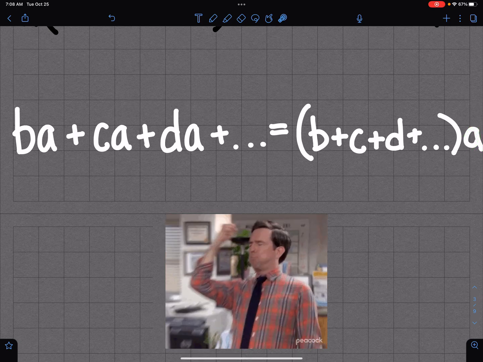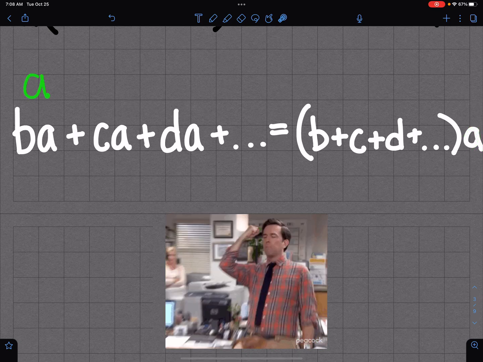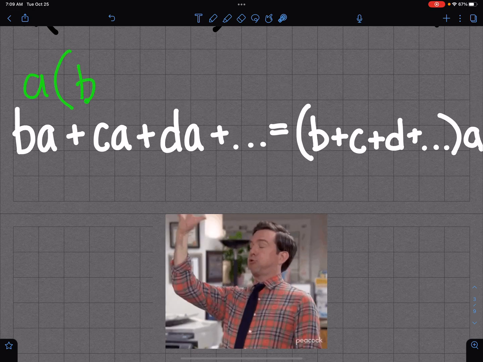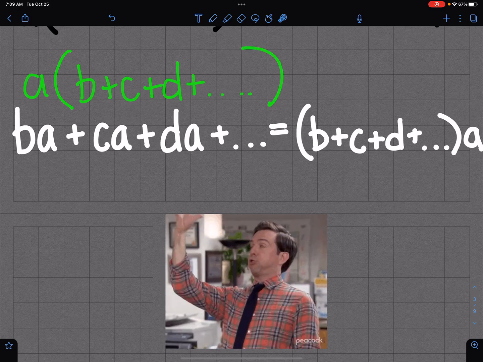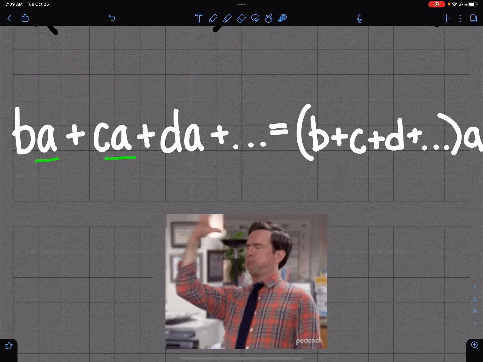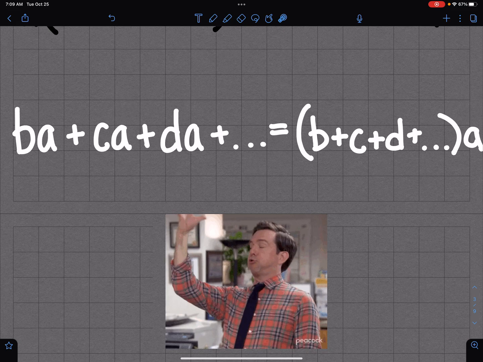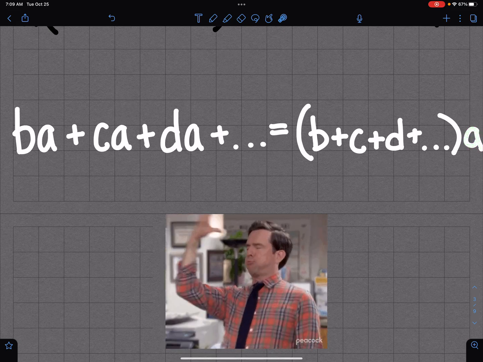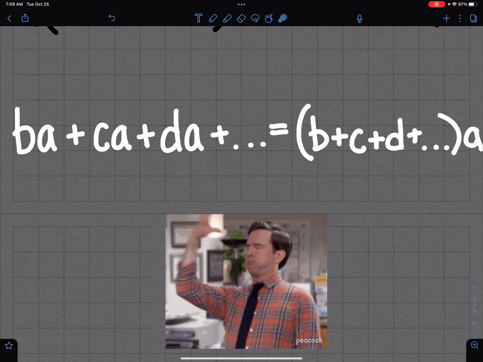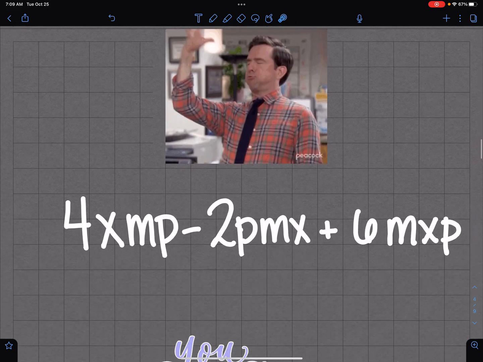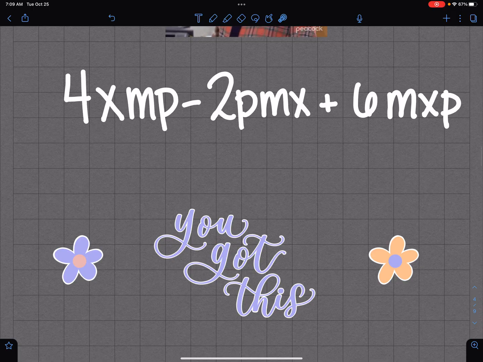If you take out the A in all of these expressions, what you're left with is B plus C plus D plus whatever. And you can take out the A because the A is the same in all of them. The A is out here now, and it's kind of like the opposite of the distributive property. Does that make sense? Let me show you how it's going to make sense when we do problems like these.